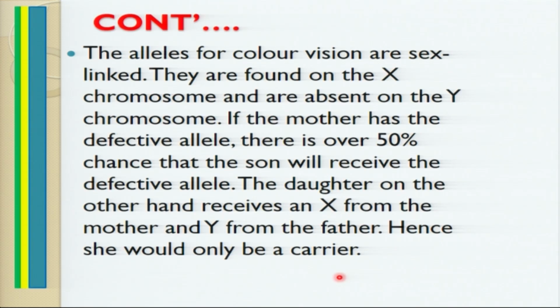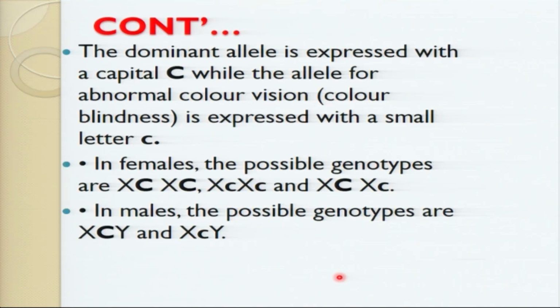The allele for color vision is also sex linked. They are found on the X chromosomes and are absent on the Y chromosome. So if a mother has a defective gene, 50% of her sons will have the defect. But when the father has a defect, almost 50% of the daughters produced will be carriers. You go through the diagrams and you are able to understand it.